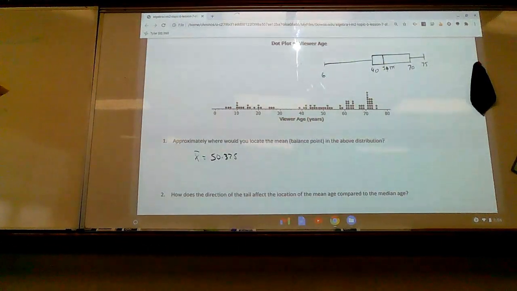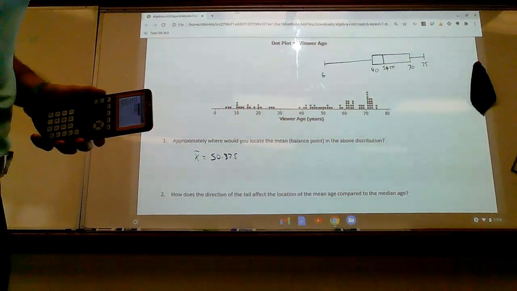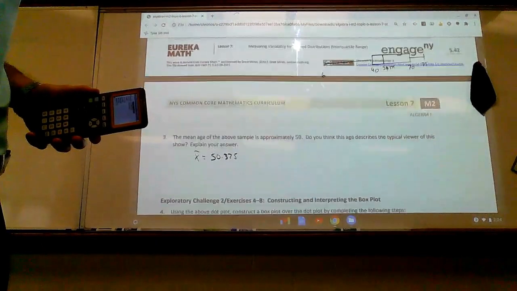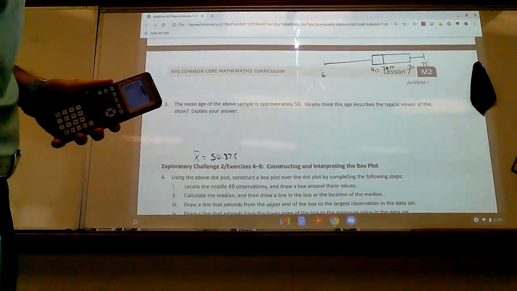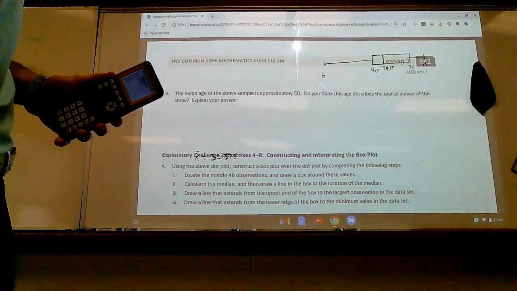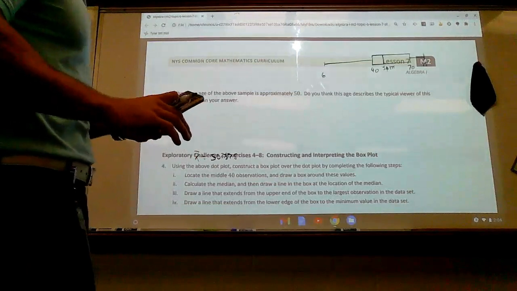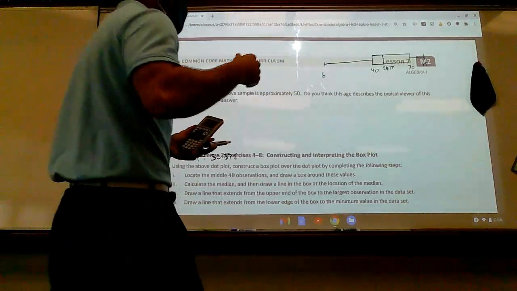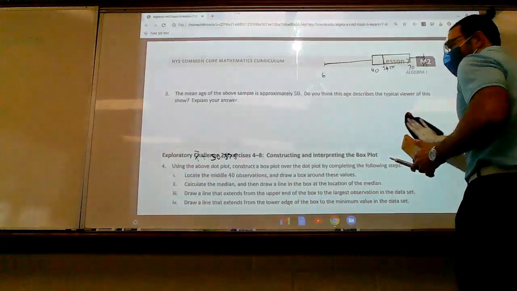This box and whisker plot is going to stay there for when we come down to questions here. So the mean age of the above sample is approximately 50. Do you think this describes the typical viewer of the show? Explain your answer. So here's what we want to figure out.